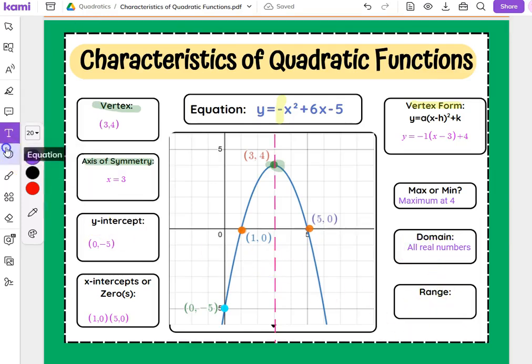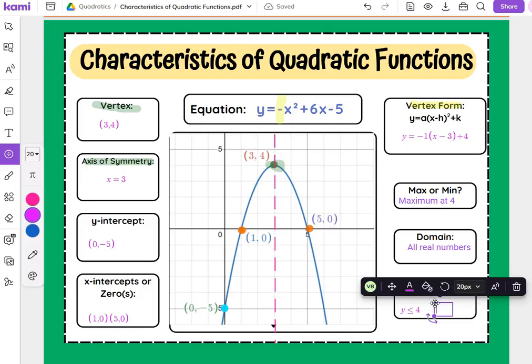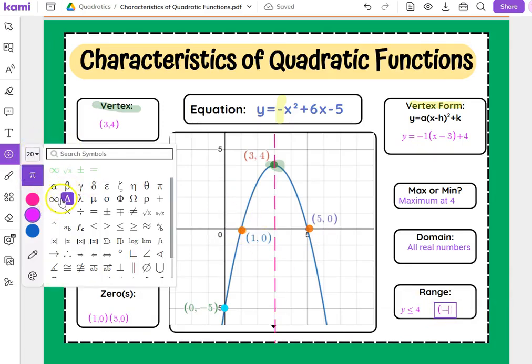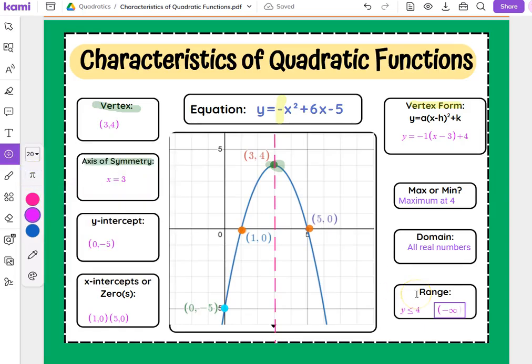And then lastly, but not least, is our range. And the range is everything. This time, the lowest we go is to infinity. So it's going to be everything that is, so y has to be less than or equal to 4. Or you can write it with the interval notation where we start with -infinity. And we go all the way up to 4.